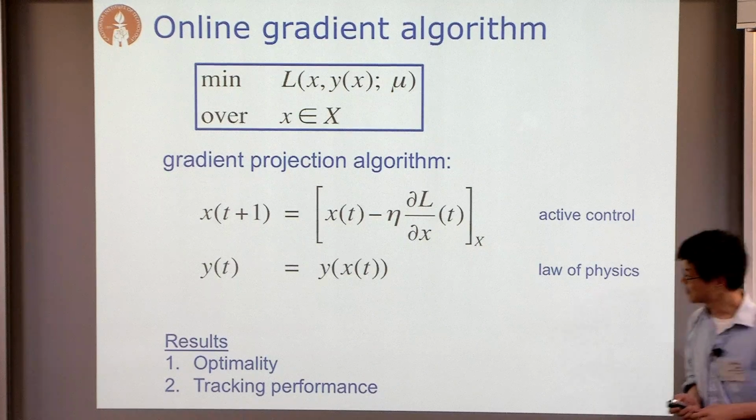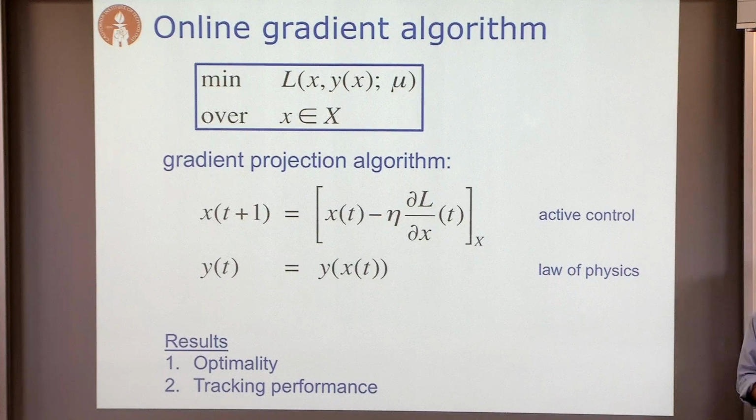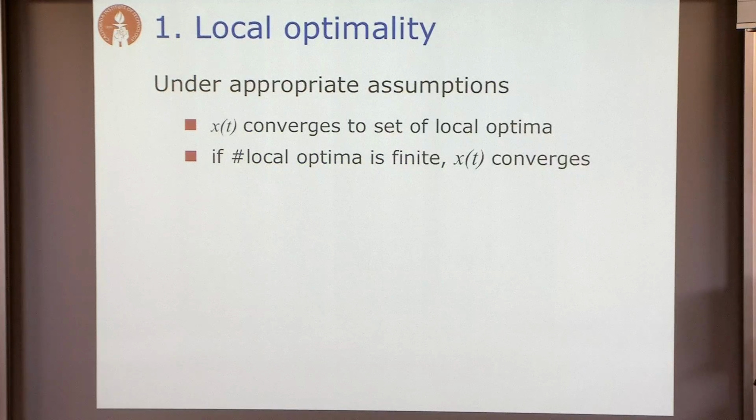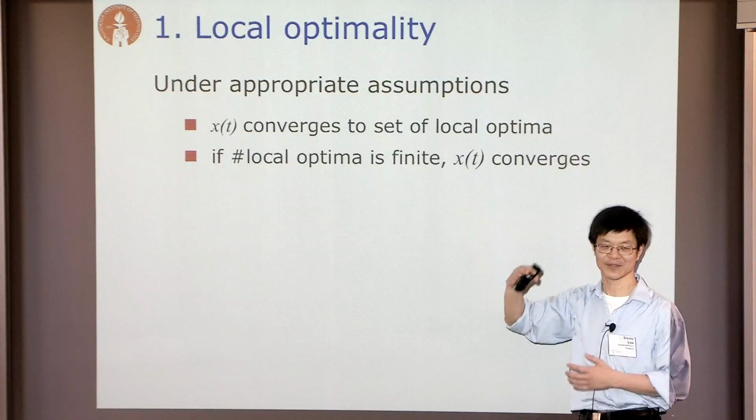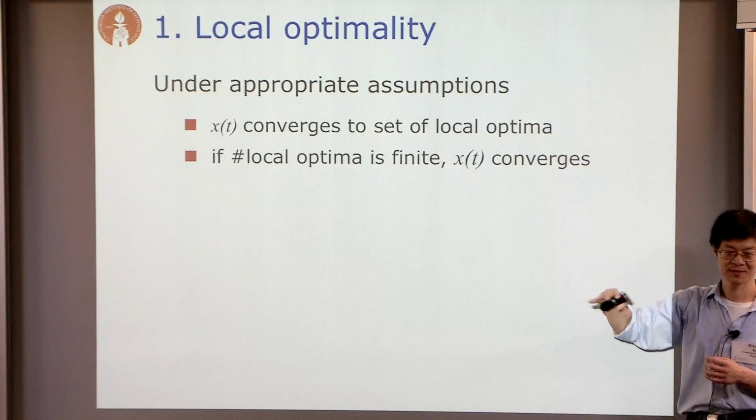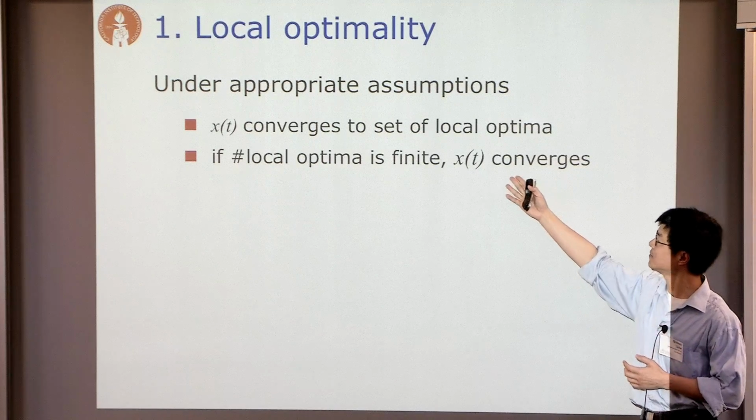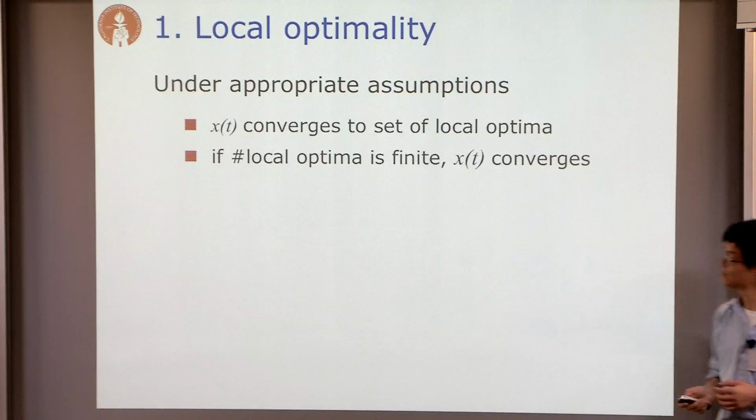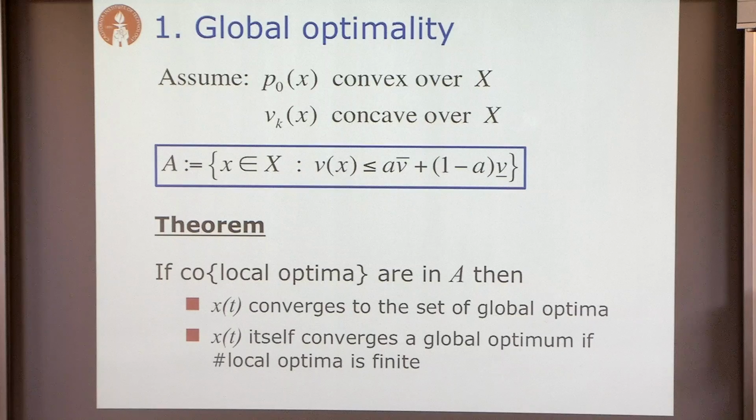So what can we say? Let me tell you a little bit about optimality and then the tracking performance. Okay, so optimality. Under appropriate assumptions, it is a local algorithm. It's a gradient algorithm. So now, surprisingly, you will converge to a set of local optima. And if it's finite, then the sequence itself will converge. Just the standard gradient behavior.